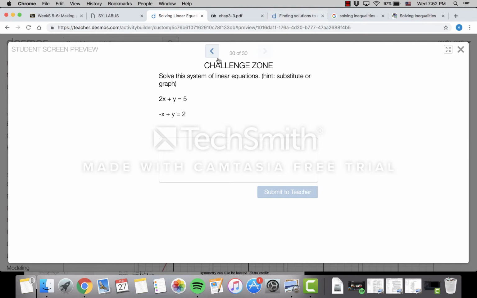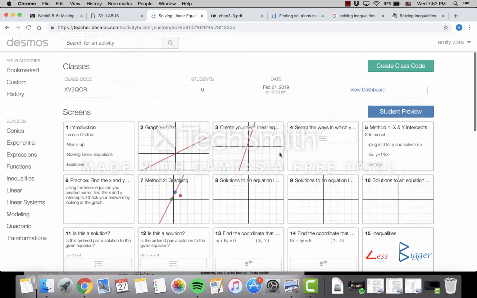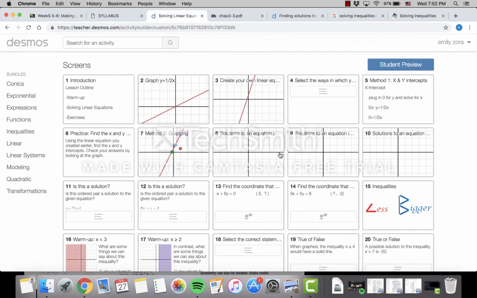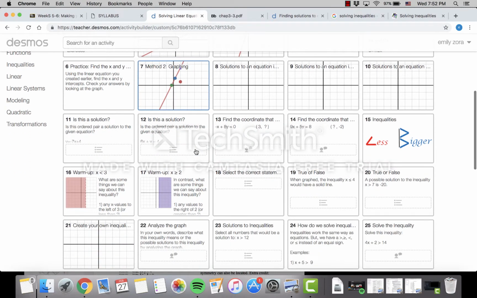In terms of design features, I did incorporate a variety of verbs, like students will be creating, selecting, finding, solving, verifying, analyzing, explaining answers, and even dragging number tiles.